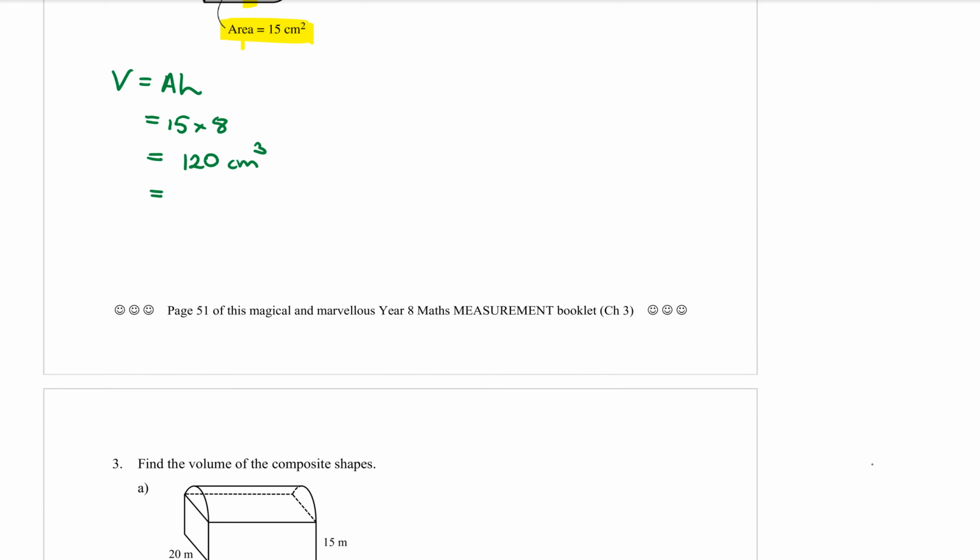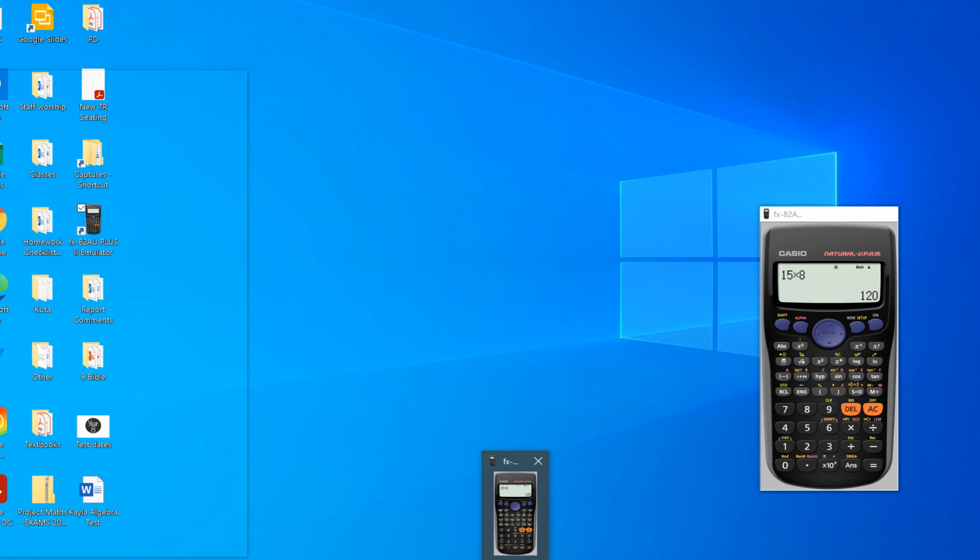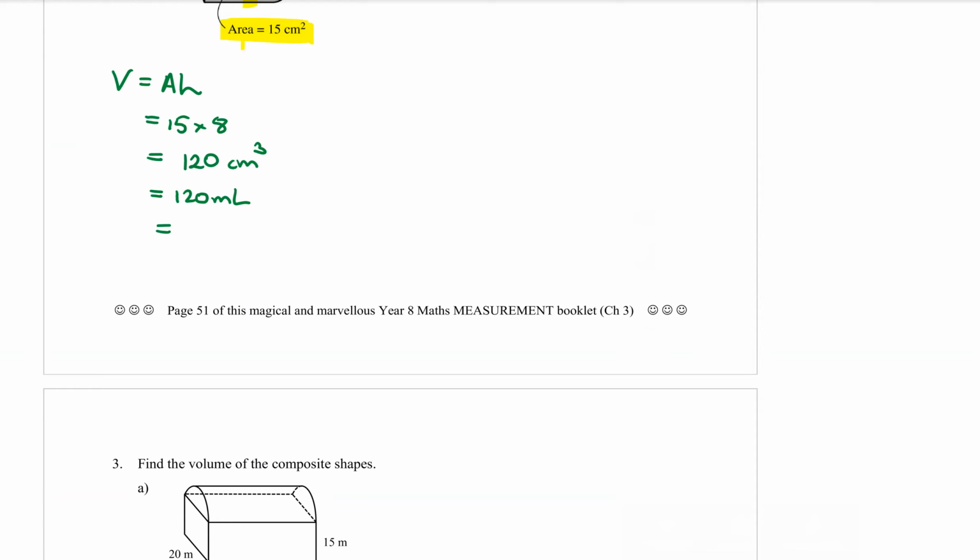Centimeters cubed are exactly the same as milliliters, and we divide the milliliters by 1,000 to turn that into liters, which is 0.12 liters.